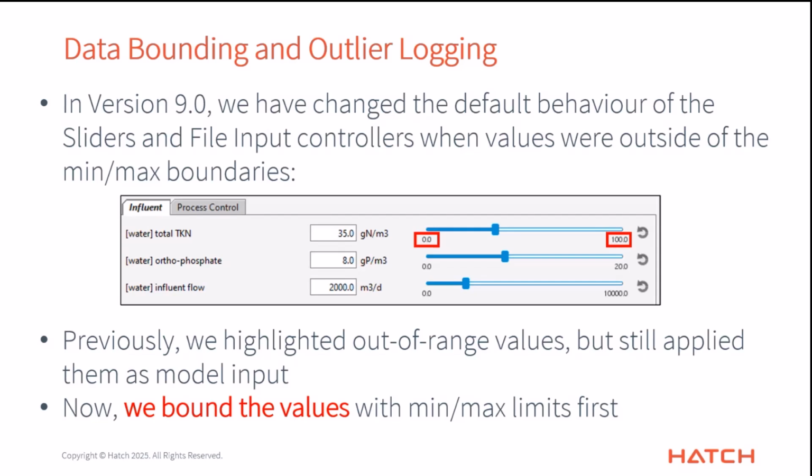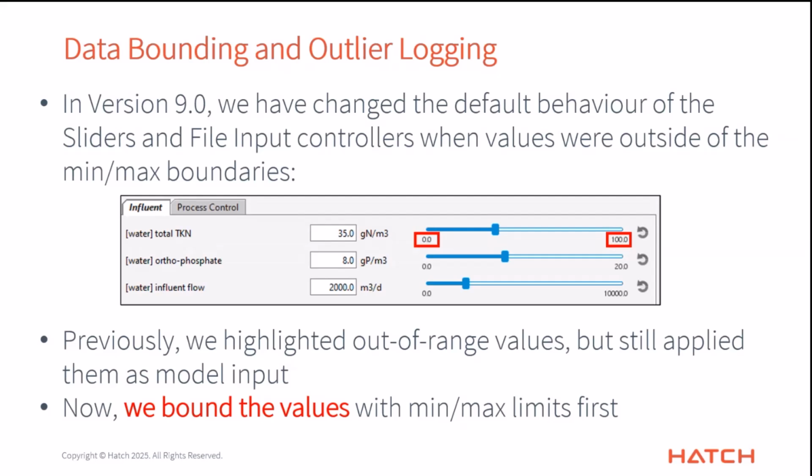So previously, if you had come in and typed a number that fell outside that bound, say it was above the 100 that it's showing here, we would highlight the number in red, but we would still use whatever number you had and put that in the model. But it wasn't done in a completely consistent way between some of the various functionalities inside GPSX. So what we've done is we've now made it all completely consistent.